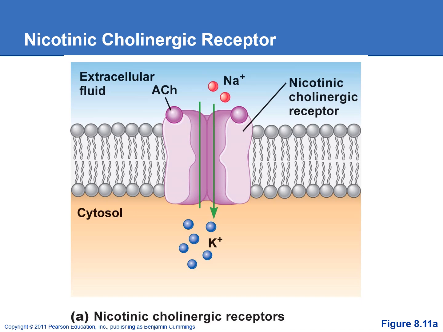So if sodium ions are coming into the cell, what does that do to the membrane potential? Remember, that's going to make the membrane potential more positive. So we're going to depolarize the cell and create an EPSP, or a depolarizing graded potential. So nicotinic cholinergic receptors are always going to be excitatory because they're letting in sodium ions.